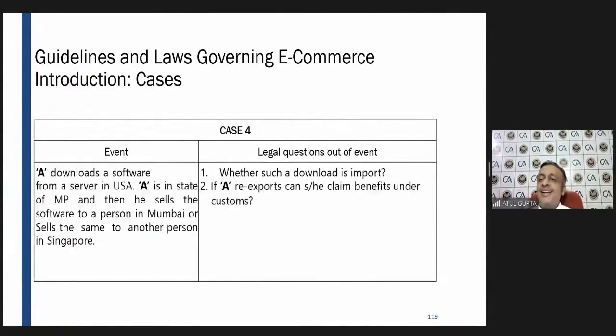This was the point that I was talking about. OECD, United Nations, WTO, all world organizations are working on this point, how to tax it. Just understand the complexity of the simple transaction. These are the issues which have become very, very pertinent, very, very important.